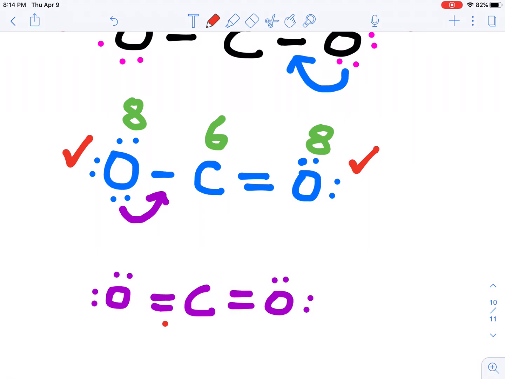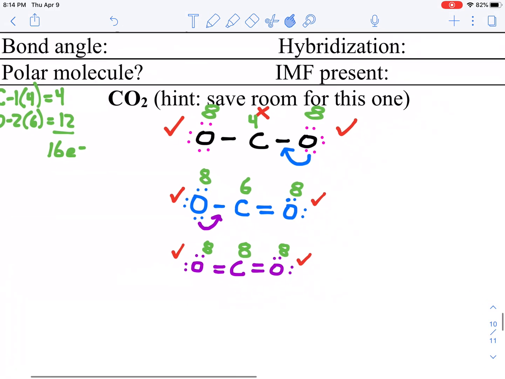Oxygen on the left, 2, 4, 6, 8. Oxygen on the right, 2, 4, 6, 8. So both of the oxygens are now good. Carbon, 2, 4, 6, 8. So now we have a situation where our oxygen on the left has 8 valence electrons, our oxygen on the right has 8 valence electrons, and our carbon has 8 just by sharing. And so that works really well for everyone.